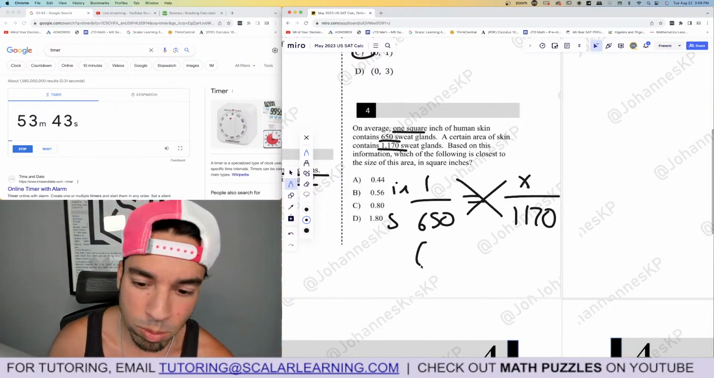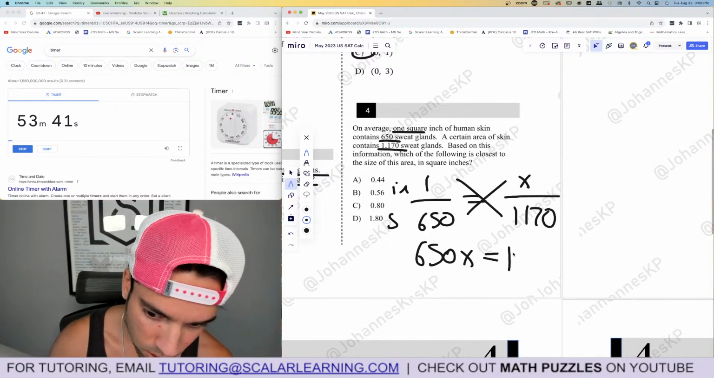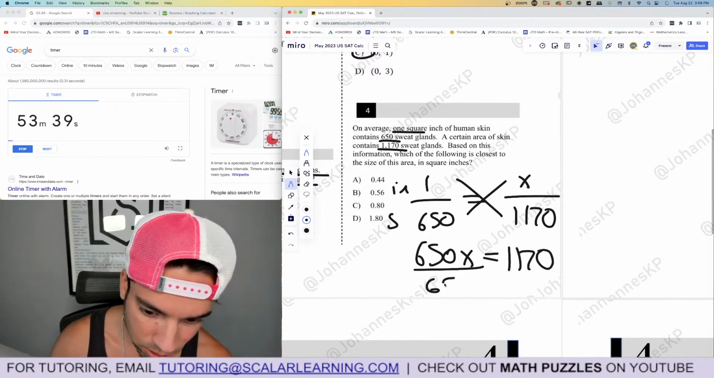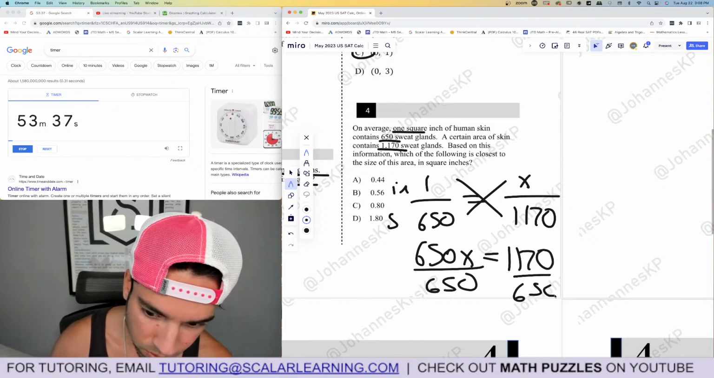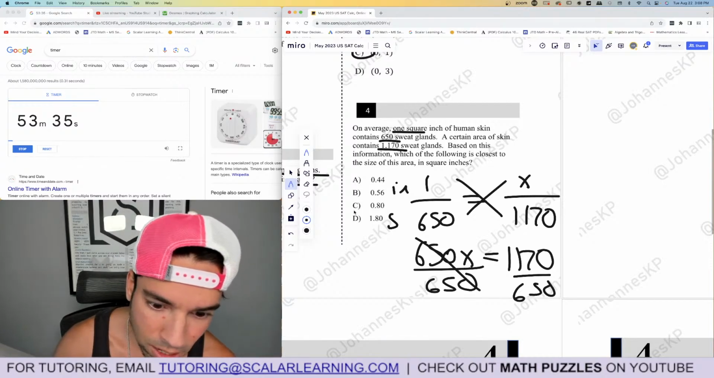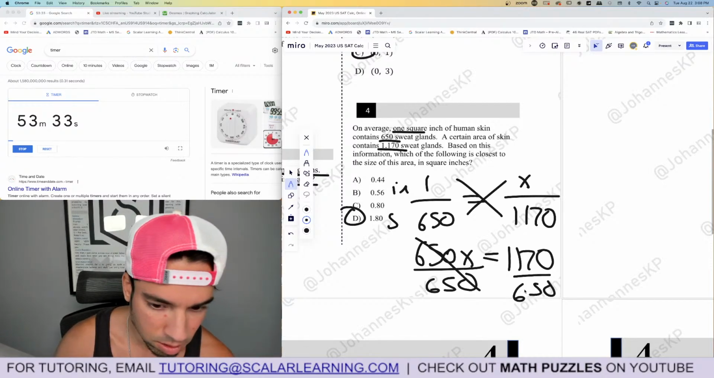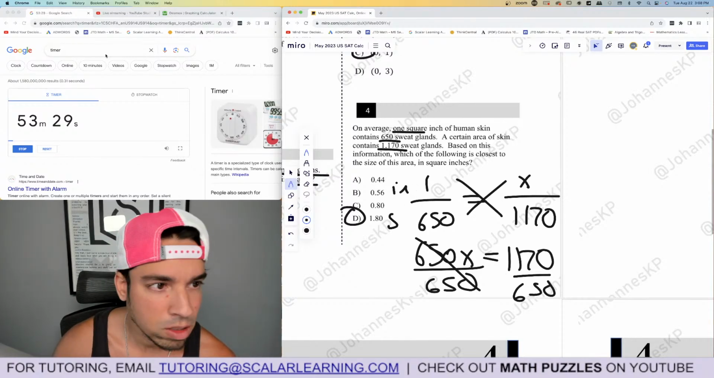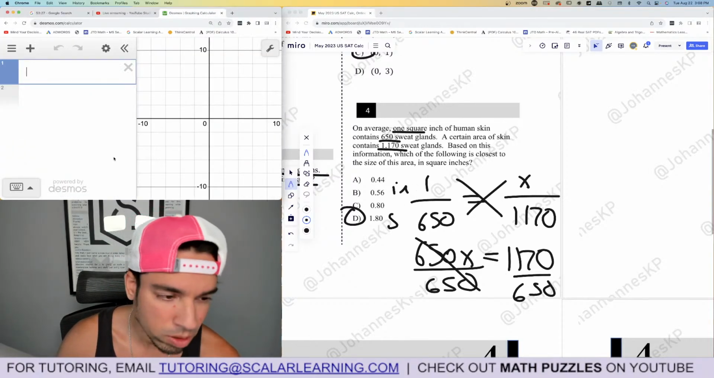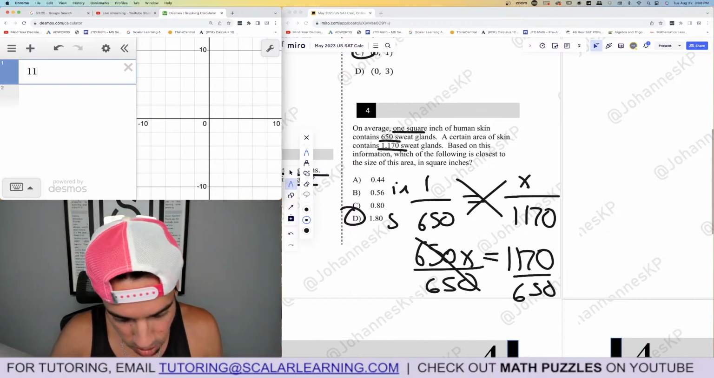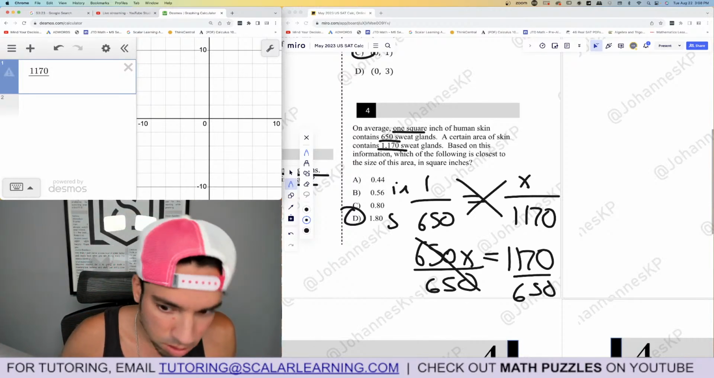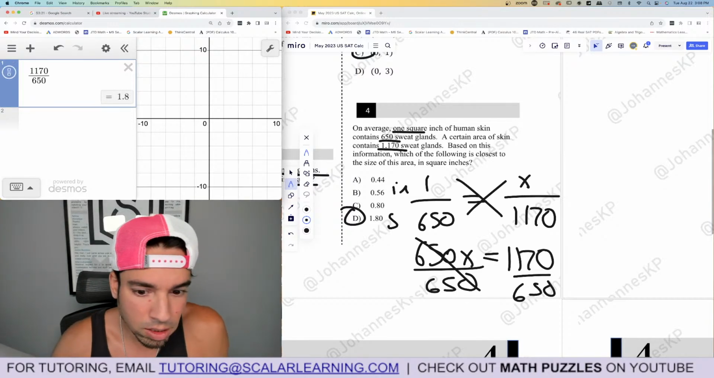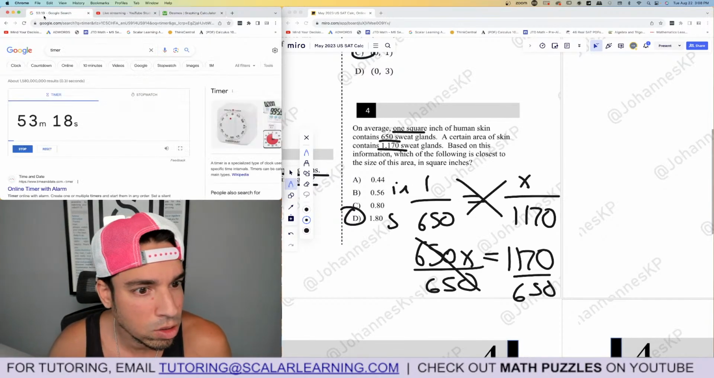Cross multiply. X equals 1170 divided by 650. It's got to be D because it's obviously greater than 1. These 3 are less. And let's double check. This is silly to double check, but we'll do it anyways. So 1170 divided by 650, and it's exactly 1.8. That's how you do it. Moving on.